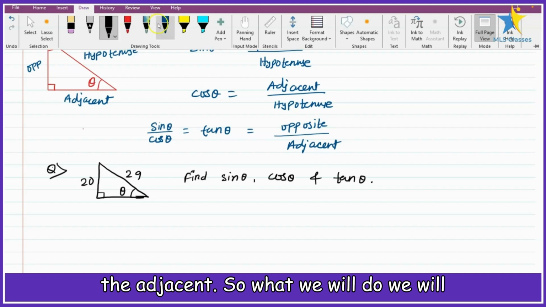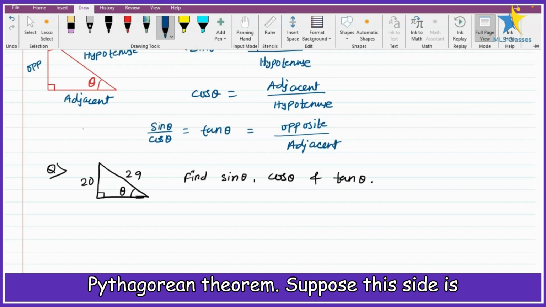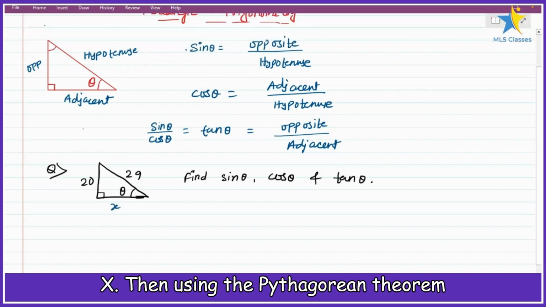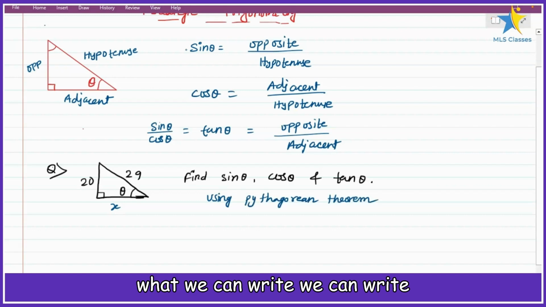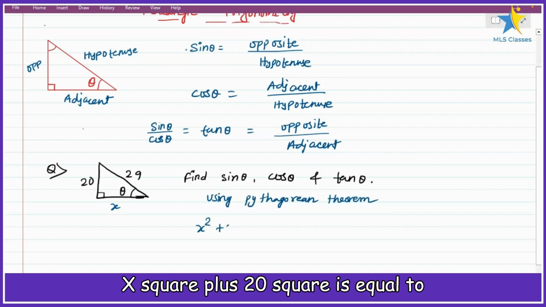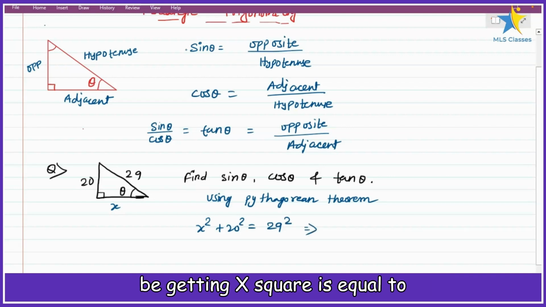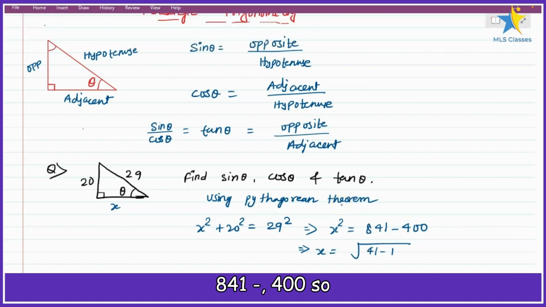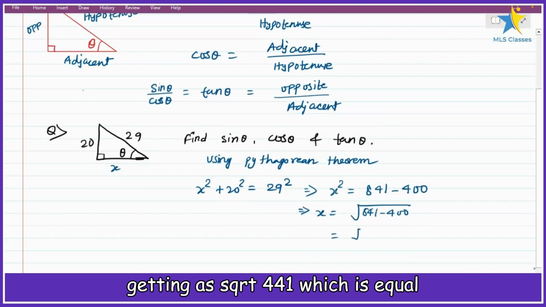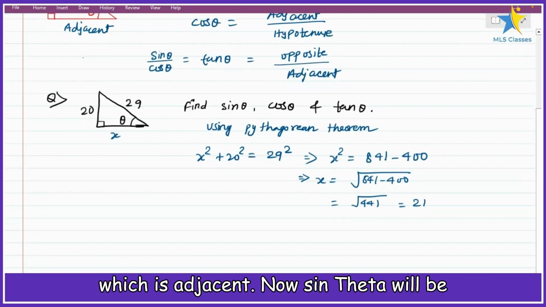So we will first find this adjacent, and since it is a right angle triangle, we can use the Pythagorean theorem. Suppose this side is x. Then we can write x square plus 20 square is equal to 29 square. That means x square is equal to 841 minus 400, which is 441, so x is the square root of 441, which is equal to 21. That means the adjacent is 21.